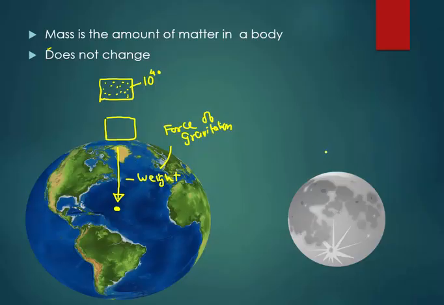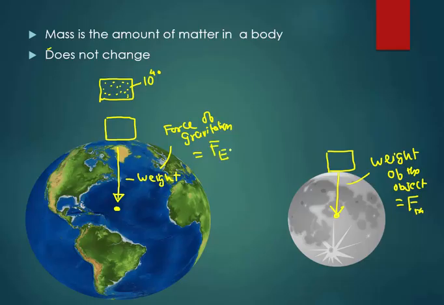If I take the same object on the moon, there will be a force of gravitation between the center of the moon and the object, and this will also be the weight of the object. But this is the weight of the object on the moon, which is equal to this gravitational force. I will call this Fm, and this force of gravitation, which is there, we will call it Fe. Obviously, Fe and Fm are different because the mass of the earth and mass of moon are different.